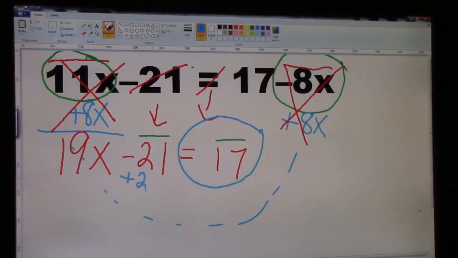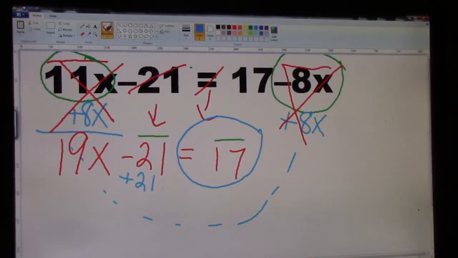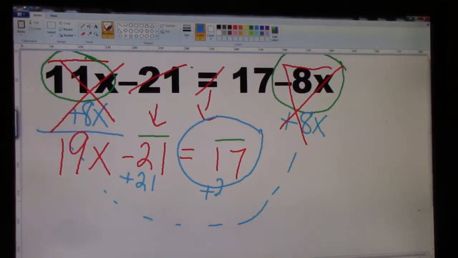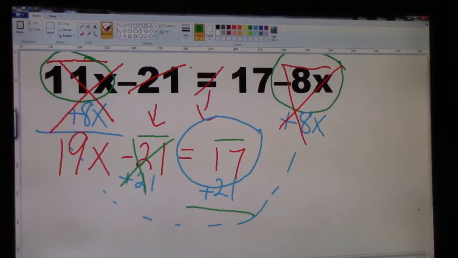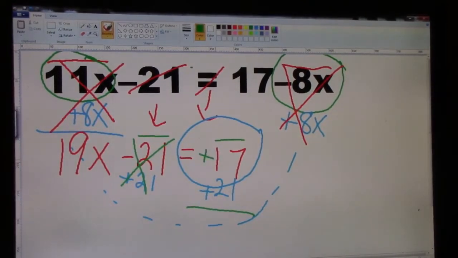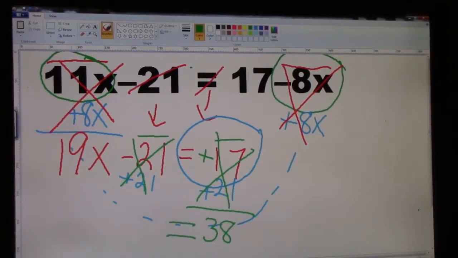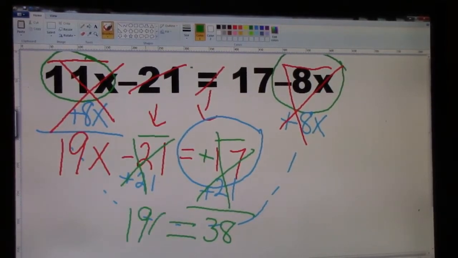Yes, it is positive 21. Then we're going to move that positive 21 to this side. And as we did before, we want to cross this out so it doesn't confuse us. Now we have 17, and this is a positive 17. Remember, if there's no sign to the left of the number, it's automatically positive. So we've got two positive numbers here. That means we're going to add. We have 38. Cross that out. What do we have left that we haven't crossed out? We bring the equal sign down, and then we bring our 19x.